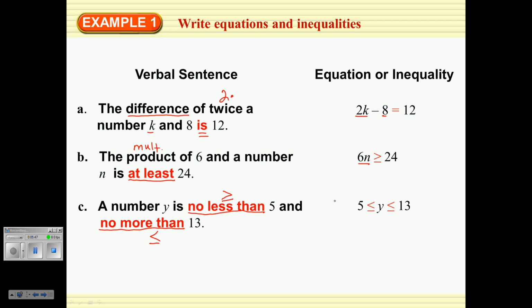So does that make sense? So that's where you have to kind of just pay attention. Okay? So this shows that y is greater than 5, but it's less than 13, and then the equal to. Okay? All right, pause the video and do the guided practice.